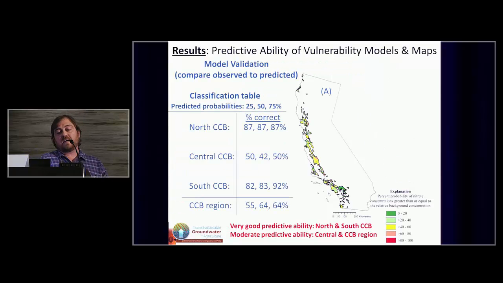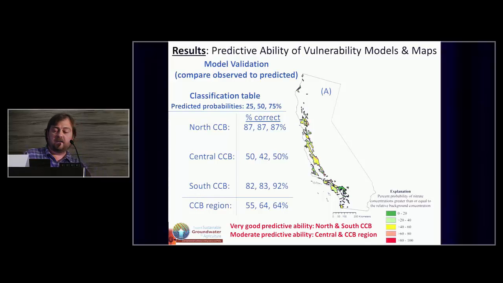These models we validated, so we compared the predicted vulnerability to observed nitrate concentrations using a classification scheme at 3 different predicted probabilities. What we see, the percent correct, for example, is very good in the north, very good prediction as well in the south. We have moderate predictive ability in the central and the overall regional models. So these are some regions, the central especially, where we can improve upon some of these models and predictions. We had some fairly sparse data here in parts of the Salinas and the central coast where I think there could be some more work done.